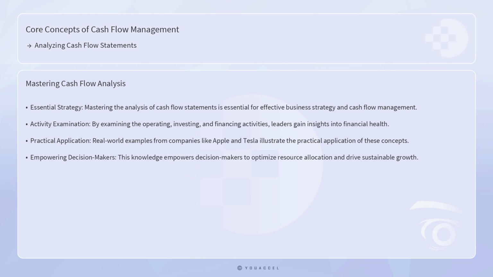In conclusion, mastering the analysis of cash flow statements is essential for effective business strategy and cash flow management. By examining the operating, investing, and financing activities and computing key cash flow ratios, business leaders can gain valuable insights into a company's financial health, operational efficiency, and strategic direction. Real-world examples from companies like Apple and Tesla illustrate the practical application of these concepts, highlighting the importance of a comprehensive and detailed approach to cash flow analysis. Ultimately, this knowledge empowers decision-makers to optimize resource allocation, enhance financial performance, and drive sustainable growth.